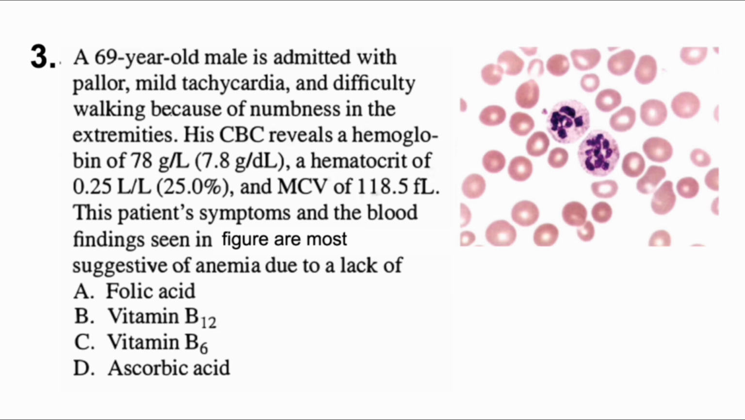Here we have a classic case study. On the CBC, the patient has very severe anemia, hemoglobin 7.8 grams per deciliter, and MCV 118.5. It is macrocytic. The hints about the peripheral smear, hypersegmented neutrophils, point to megaloblastic anemia caused by either B12 or folate deficiency. The patient has pallor, mild tachycardia, and numbness in the extremities.